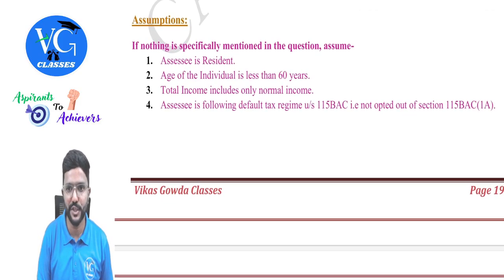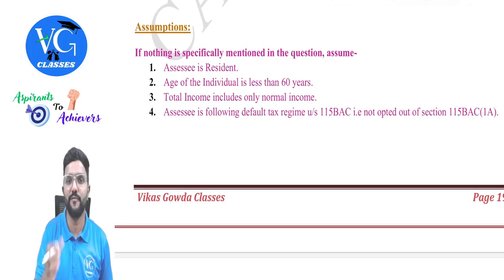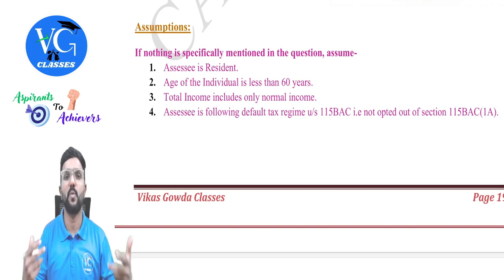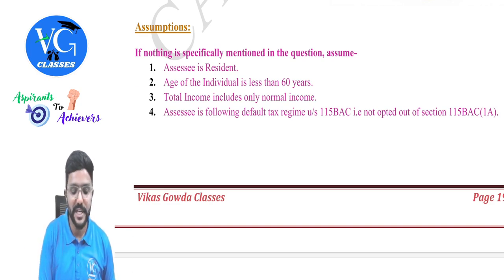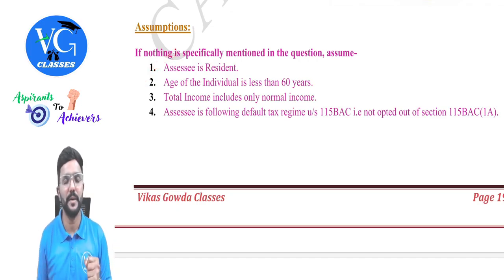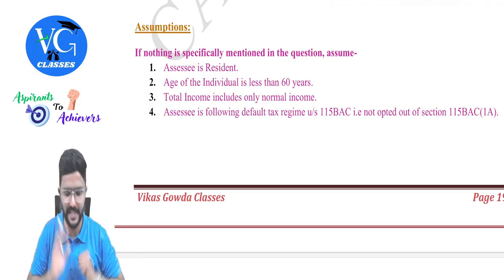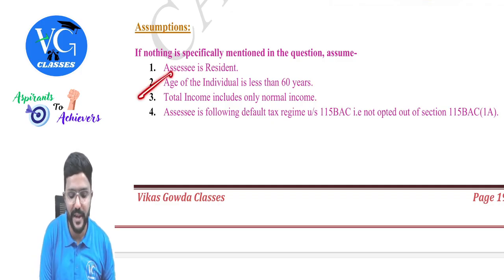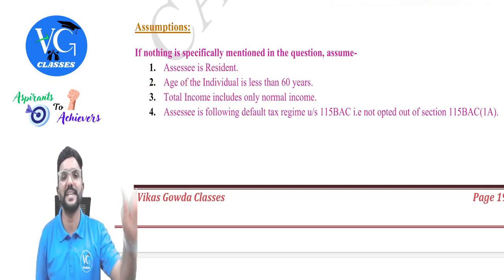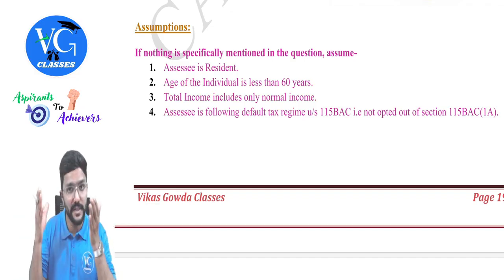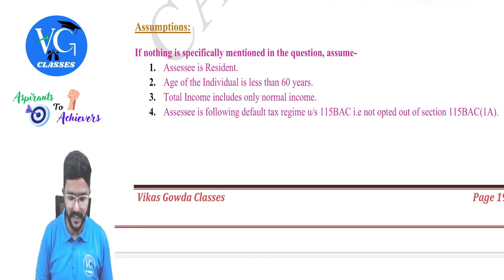I have given a few assumptions here. Guys, you will make the following assumptions only when the question is silent about it. If the residential status of an assessee is not given, but it is required for you to compute the tax liability, please assume he or she is a resident. Then if the age of the individual is not given, assume less than 60. If it is specifically given, please follow it.